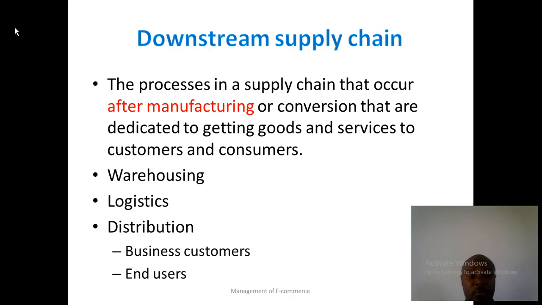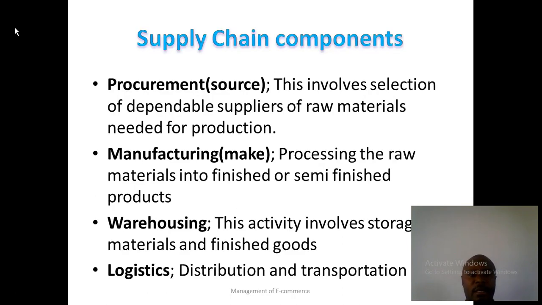Let's look at supply chain components again in more detail. Let's look at procurement. When you are talking of procurement, we are talking of the source. This involves selection of dependable suppliers of raw materials needed for production. After sourcing the product, we go to manufacturing. Manufacturing, that is to make the products. This involves processing the raw materials into finished or semi-finished products.